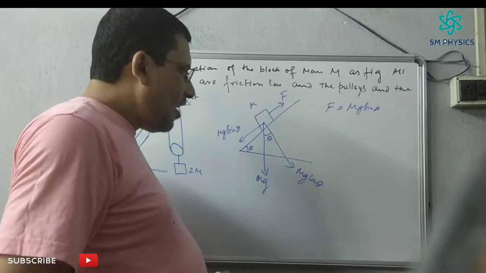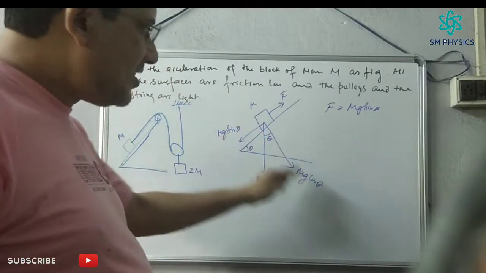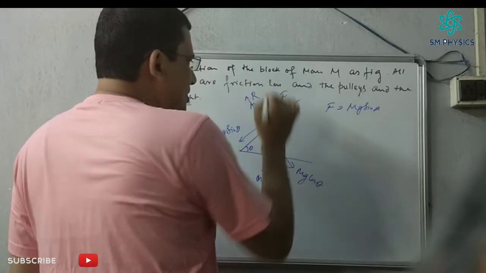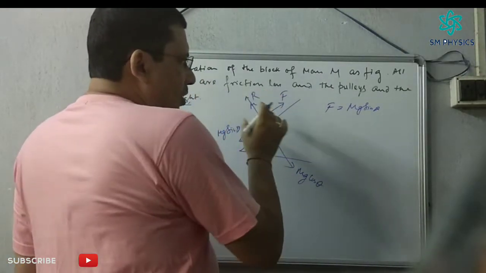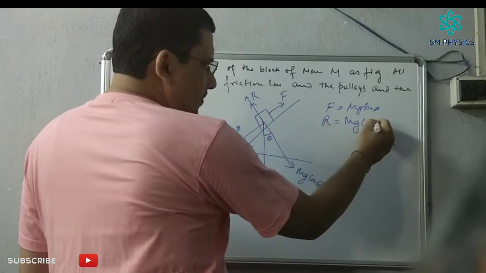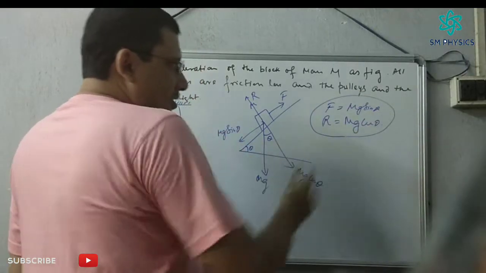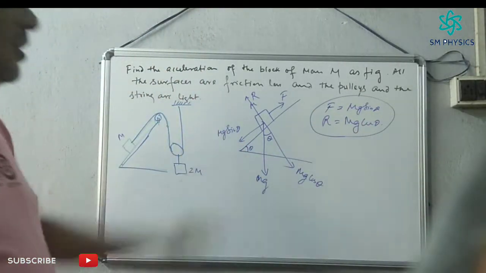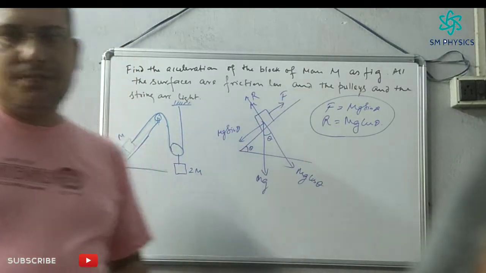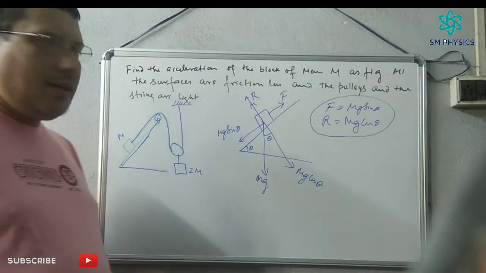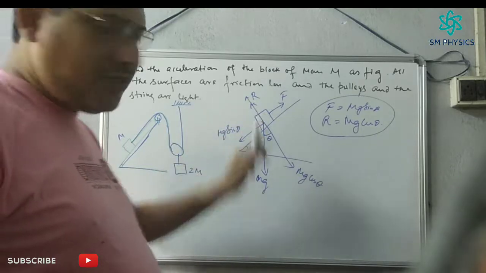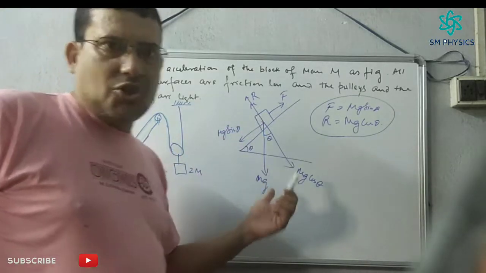Now I have to consider the vertical force. One is mg cos theta, and the normal reaction acts in the upward direction, that is R. And the body is in equilibrium, that's why R equal to mg cos theta. This is the equilibrium condition of the body when the body is on an inclined plane with inclination angle theta. Clear? Now just take a screenshot of this figure.